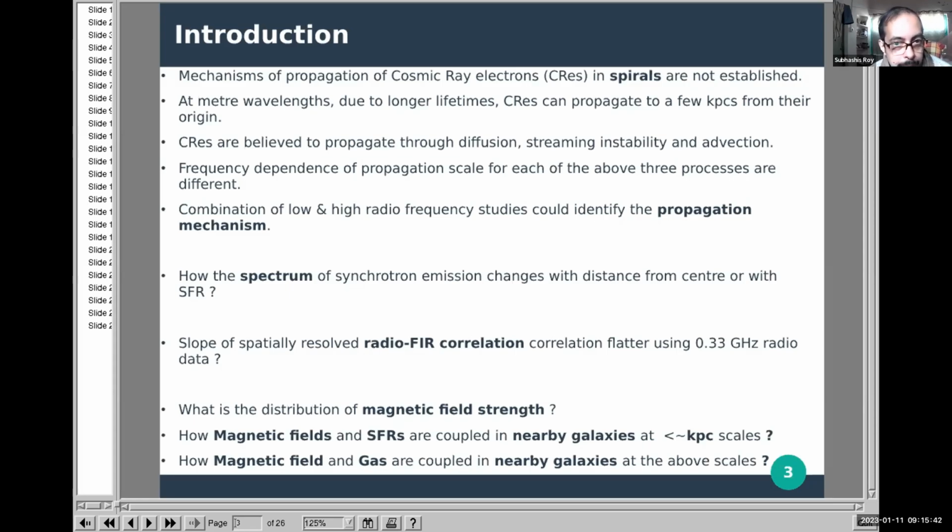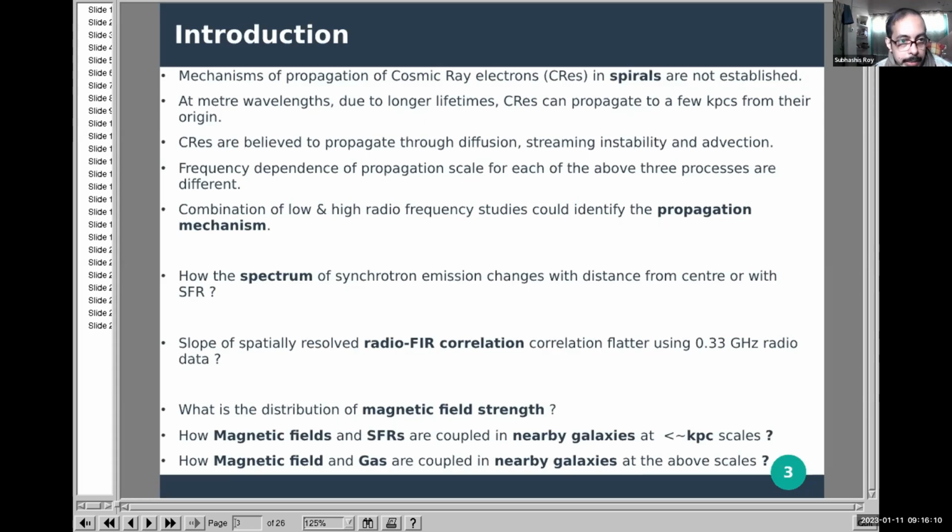So this is one of the main science cases of why to study cosmic ray electron propagation at lower radio frequencies particularly, because then you can combine low and high radio frequency studies to identify the propagation mechanism. So the combination of low and high radio.